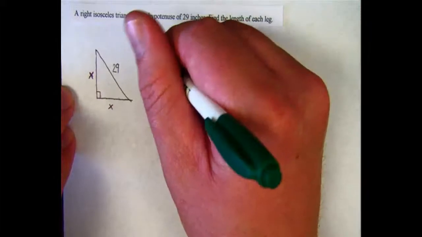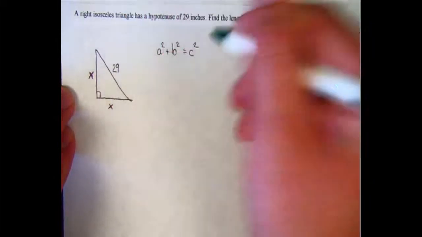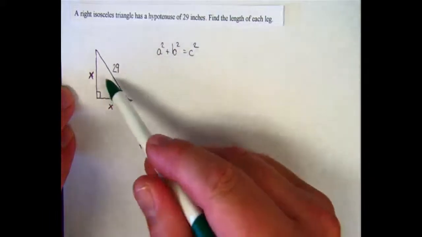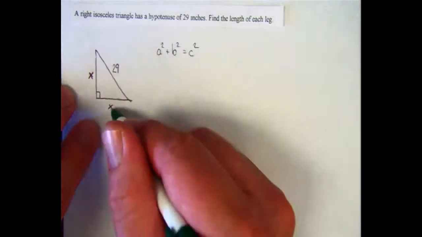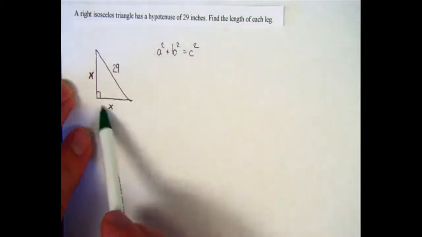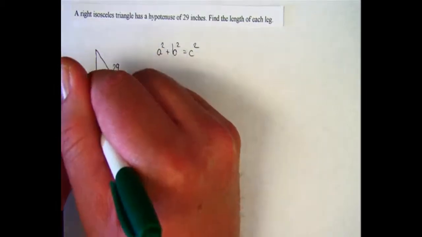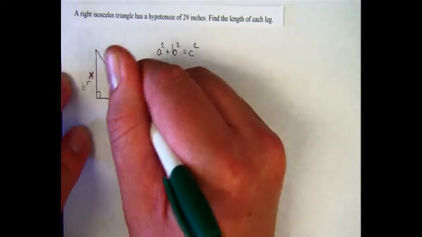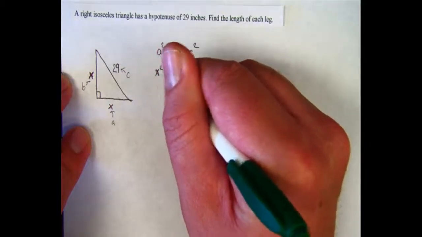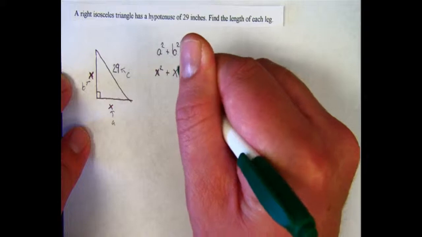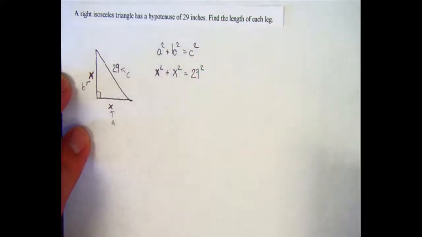Since this is a right triangle, the Pythagorean theorem, a squared plus b squared equals c squared, will hold true where a and b are the legs and c is the hypotenuse. So it doesn't matter which one we call a or b over here. So I'll call this side a, and I'll call this side b, and c has to be the hypotenuse. So a squared just means x squared, b squared is just x squared, and c squared would be 29 squared.